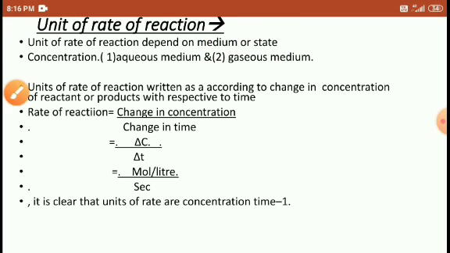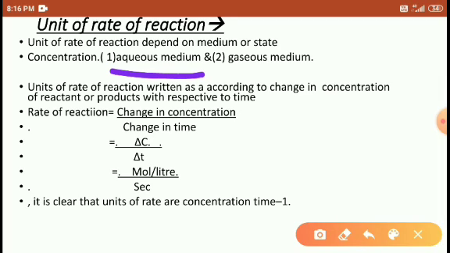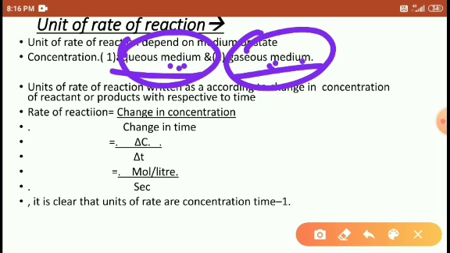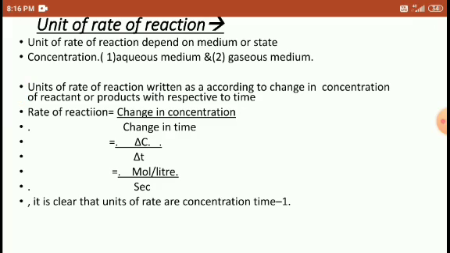So that's why I am using here two mediums. One is the aqueous medium, another is the gaseous medium. So both are different mediums. The aqueous medium is different and the gaseous medium is different. So that's why we are mentioning different units, right students?